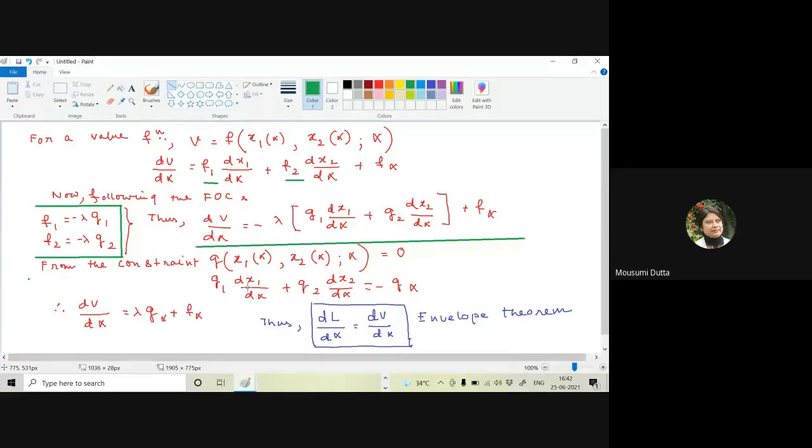Could you complete up to this? dV by d alpha is equal to minus lambda into g1 dx1 by d alpha plus g2 dx2 by d alpha, plus f alpha. Up to this, it's complete. Understandable? Yes, ma'am.